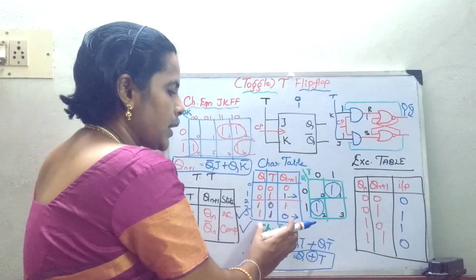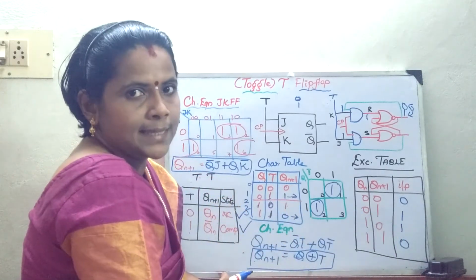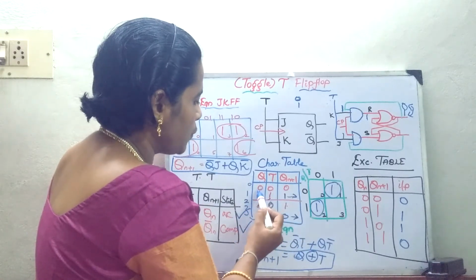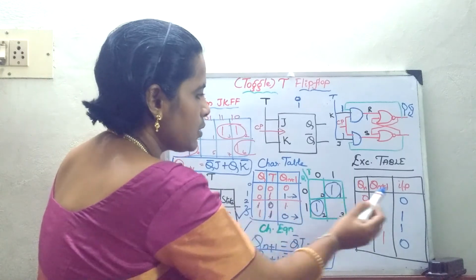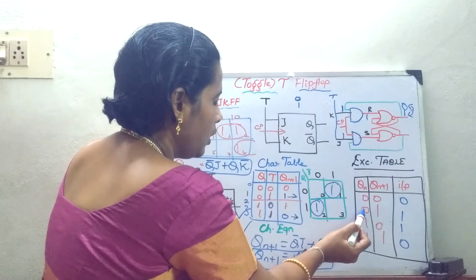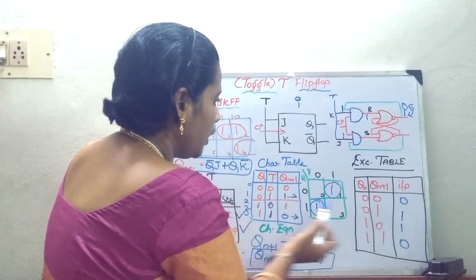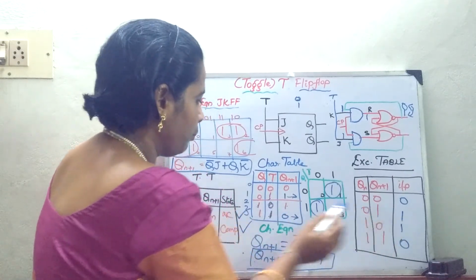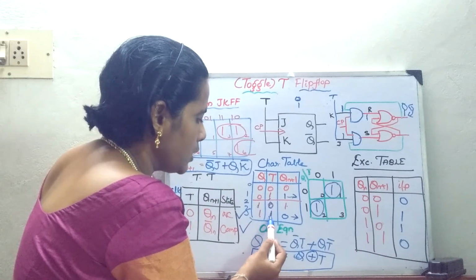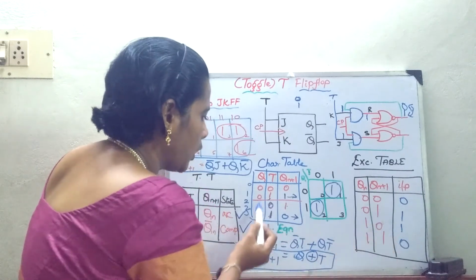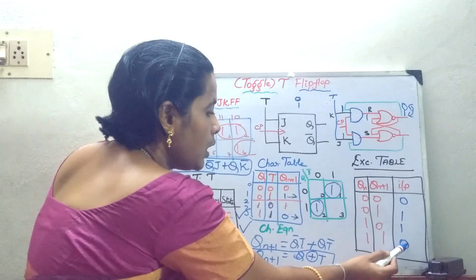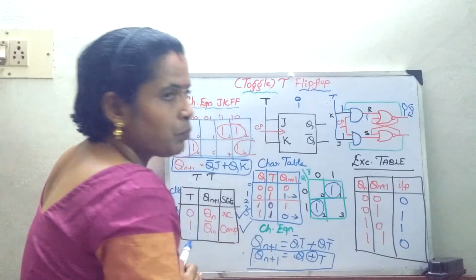Now based on this characteristic table, we will write the excitation table. What is the condition? For 0, 0, the input is 0. For 0, 1, that is present state 0 and next state 1, the input is 1. Now moving on to the next condition, 1 and 0. For 1 and 0, what is the input? 1. For the 1, 1 condition, the input is going to be 0.